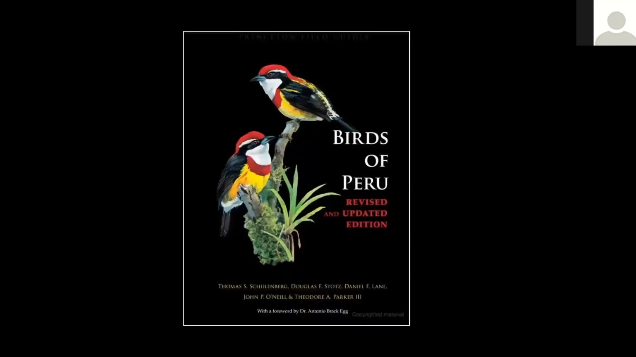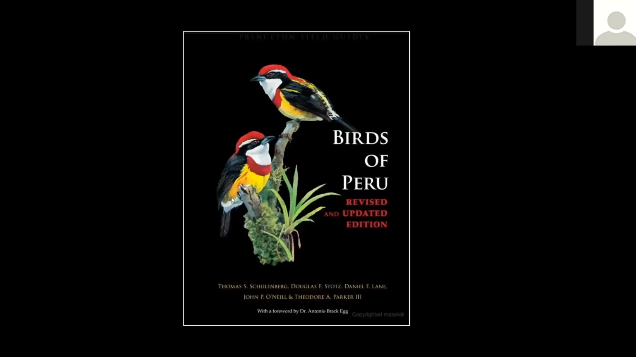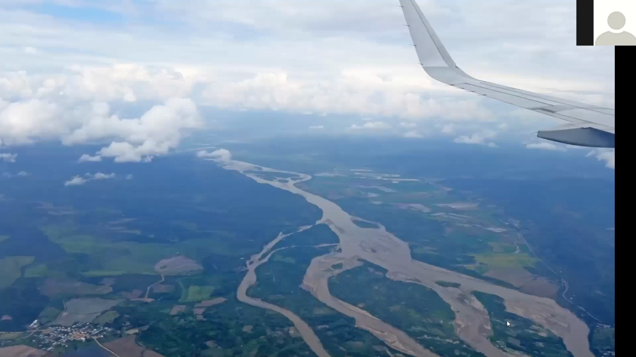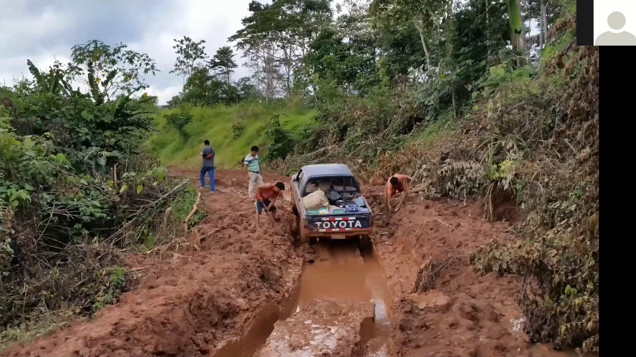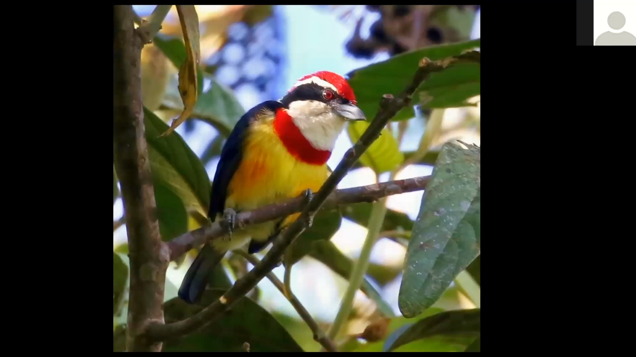Then barbets. I talked about this in my trip to Peru, about going after this bird, which was recently discovered, the scarlet-banded barbet. So the New World barbets are its own group. This particular one took a lot of effort to go. We had to go through an extremely muddy road, fell in the mud. It was like a little adventure to get this, but finally was able to get this species. This is the red-banded barbet.